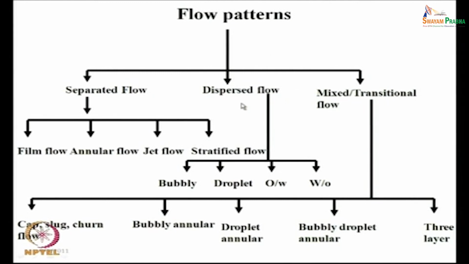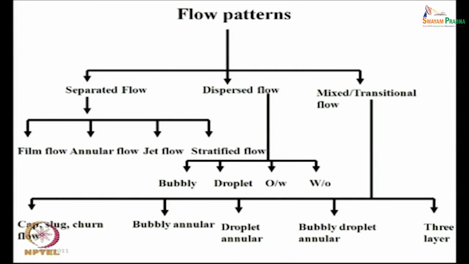And just like in single phase flow, we have laminar, we have turbulent and we have a transition. Here also we have separated, we have dispersed and a transition between the two. And interestingly, you will find that for most circumstances, we operate in the transitional regime, which comprises the slug flow pattern, the churn flow pattern, and also when you study the annular flow pattern, you will find ideal annular you hardly get.